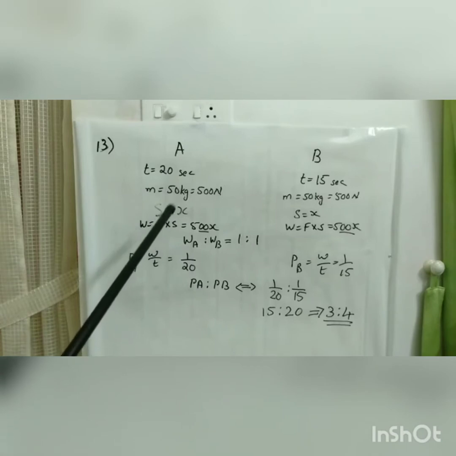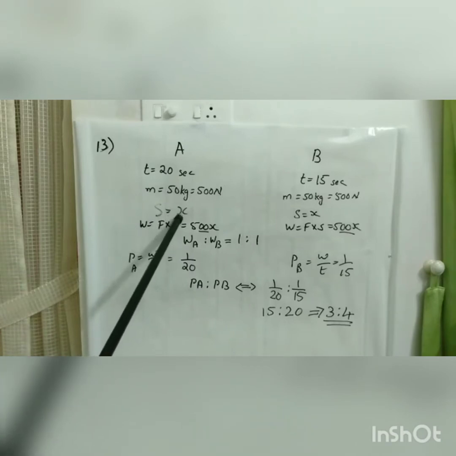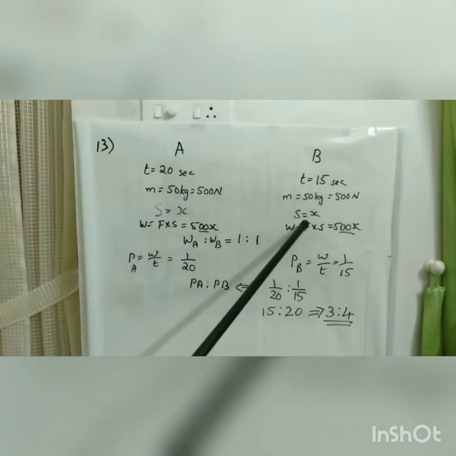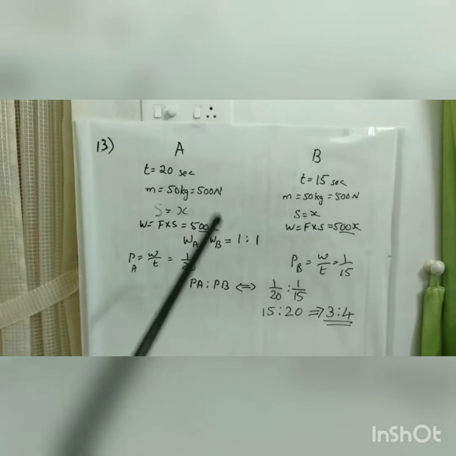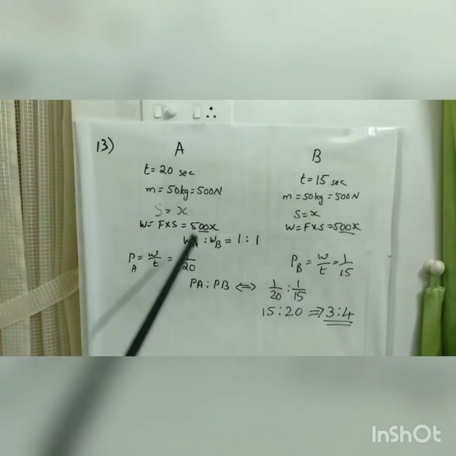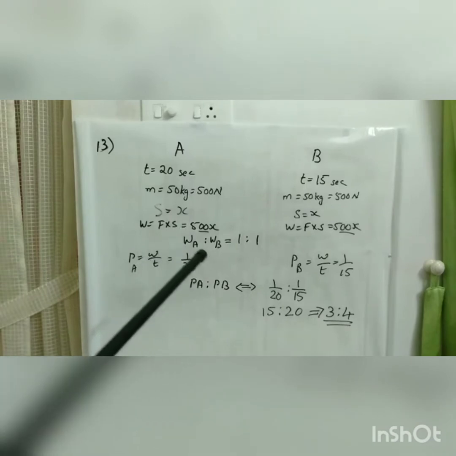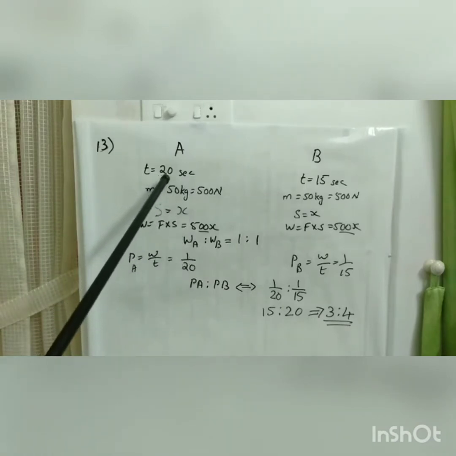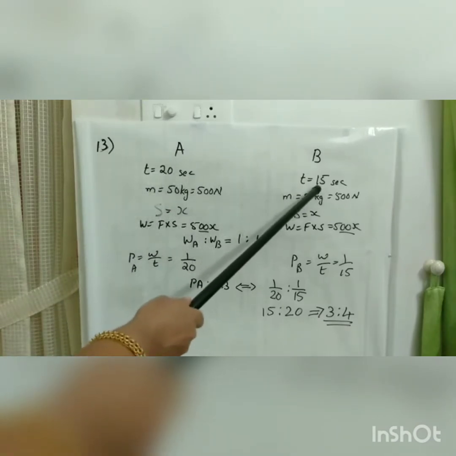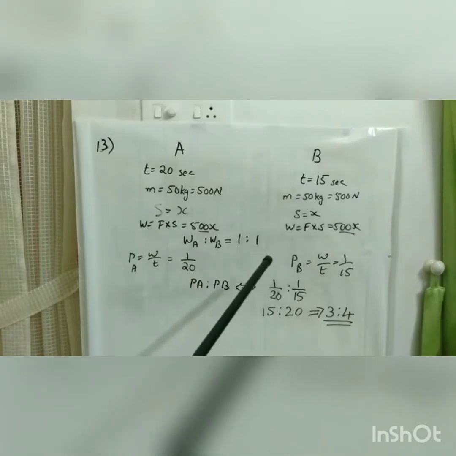So distance is not given. I am taking that as x. So distance traveled by A is x. Distance traveled by the person B is also x. Because in the question it is given both travel the same distance. But the time is different. First one person A takes 20 seconds, but the person B takes only 15 seconds.